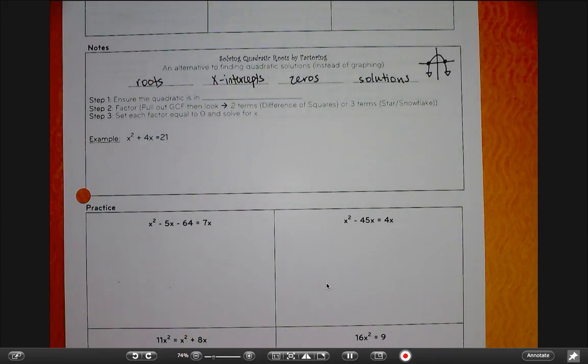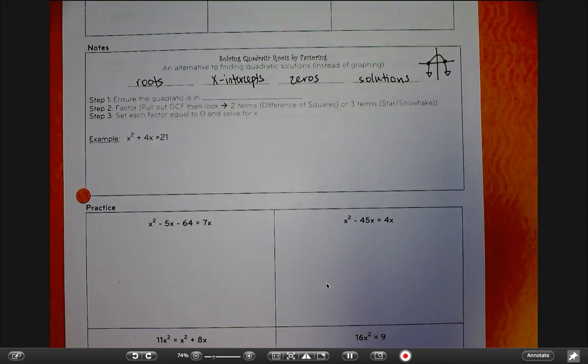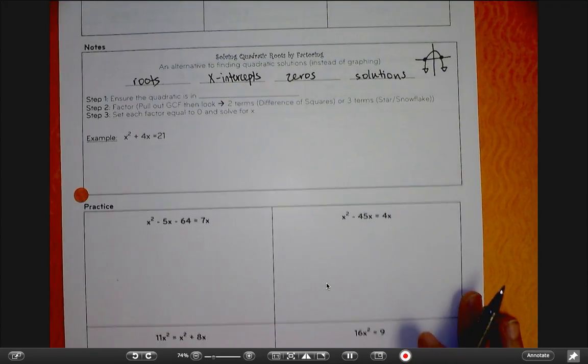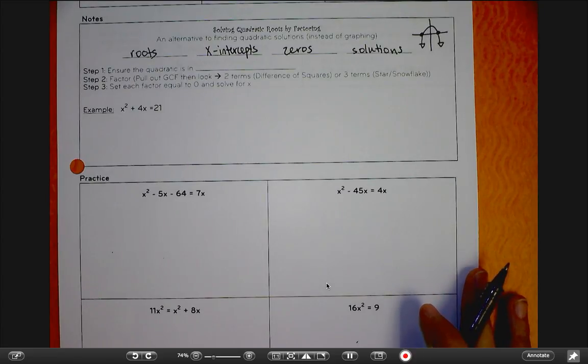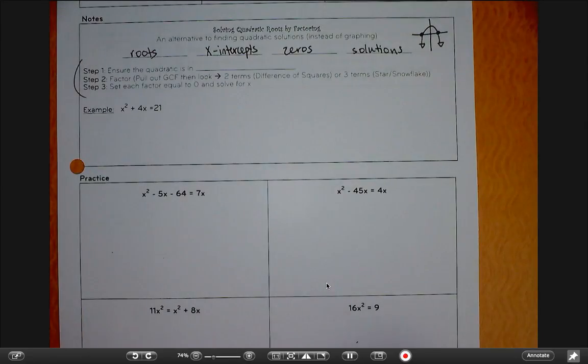Because it's day 2, it's basically the same idea of what we did yesterday, only the problems are going to be a little bit different from what they looked like yesterday. If you notice, yesterday all of our problems were in standard form. Today, they're not, so that's going to be a little bit different, as well as when we're setting it up and solving for x. But the steps are the same. So these 3 steps are the same from yesterday.